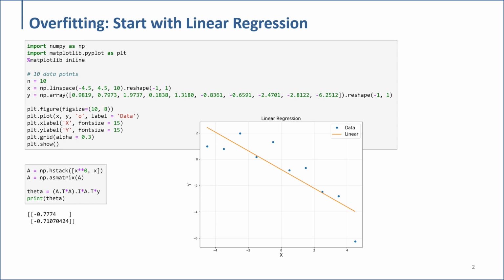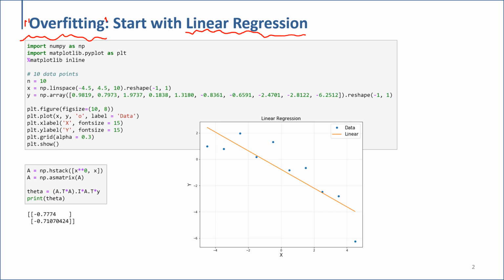Let's first talk about the topic of overfitting. Overfitting is the production of an analysis that corresponds too closely or too exactly to a particular set of data, so it may fail to fit additional data or predict future observations. So let's see what this exactly means. For this, let's first start with a linear regression problem.